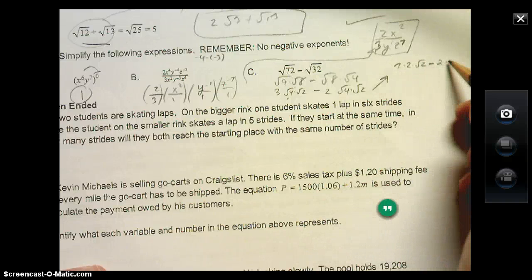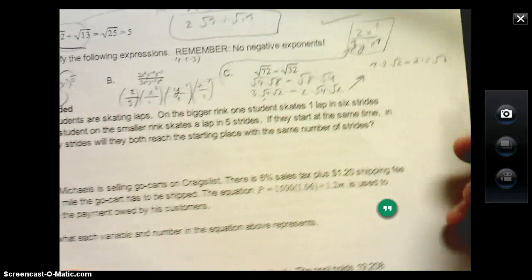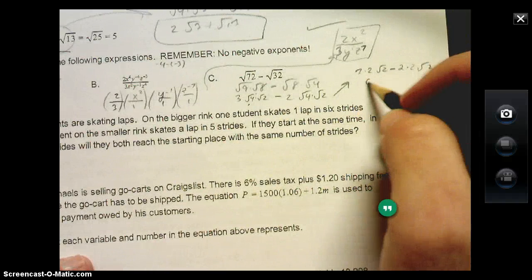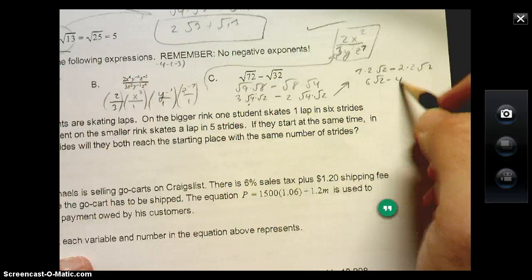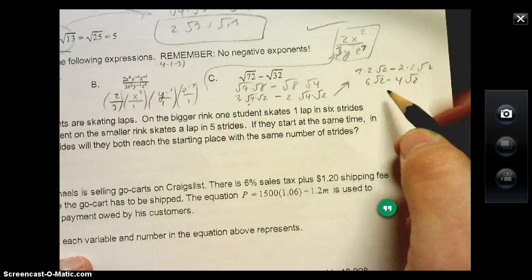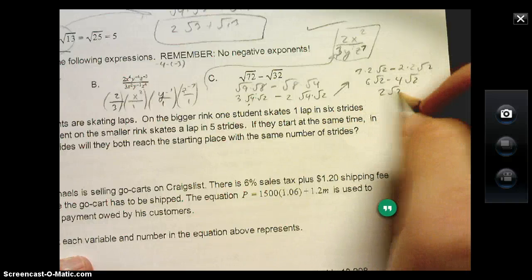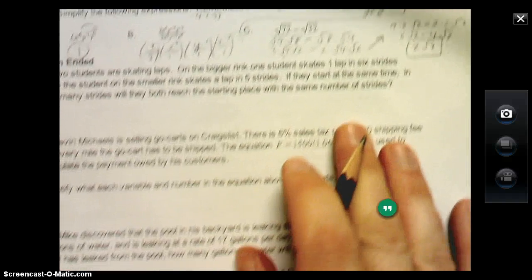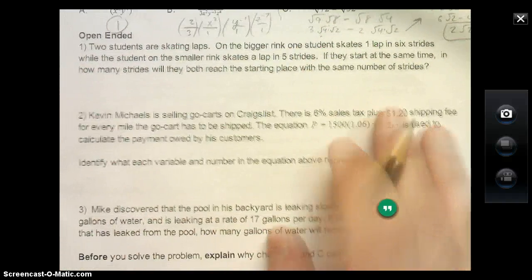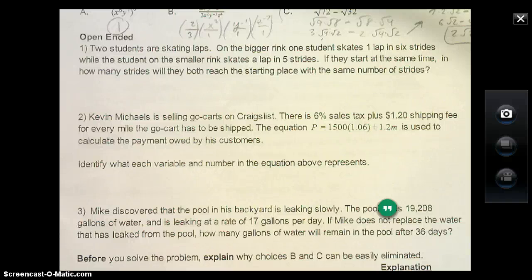Square root of 4 is 2. 3 times 2 is 6. 2 times 2 is 4. 6 root 2 minus 4 root 2 is 2 root 2. Good. All right.